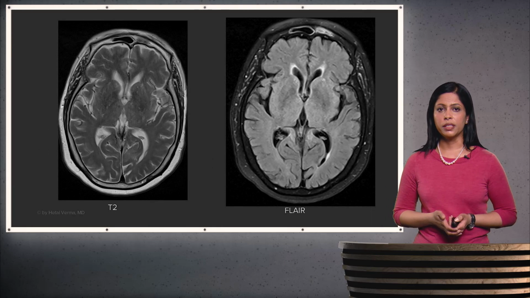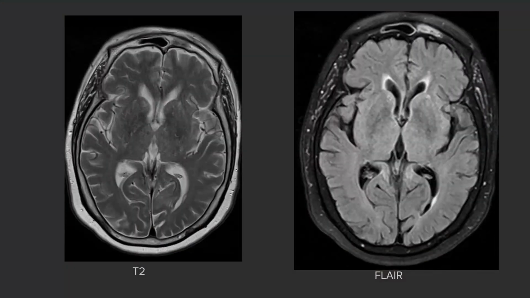So let's take a look at this. This is an example of a FLAIR image. On this image, you can see a T2 weighted image on the left, and you can see that the cerebrospinal fluid is very bright. On the right image here, which is the FLAIR image, you can see that the cerebrospinal fluid is actually dark. So this image is actually very similar.